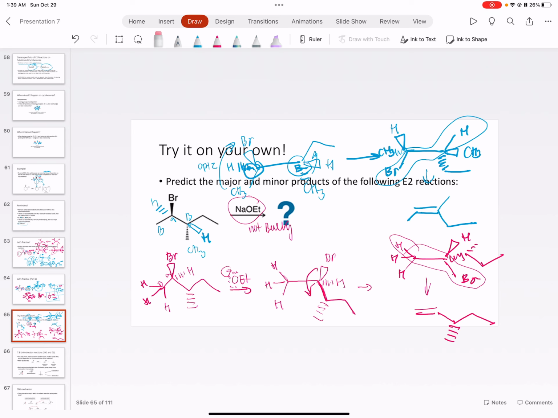This one's di. This one's di. And this one will be a mono. I have a mono and a tri. Since this one's not bulky, that means the mono one is going to be the minor product, while the major product is going to be the tri-substituted.